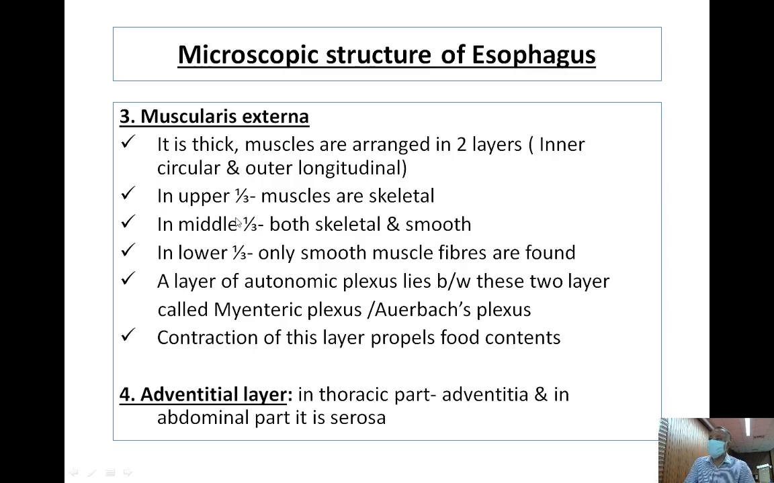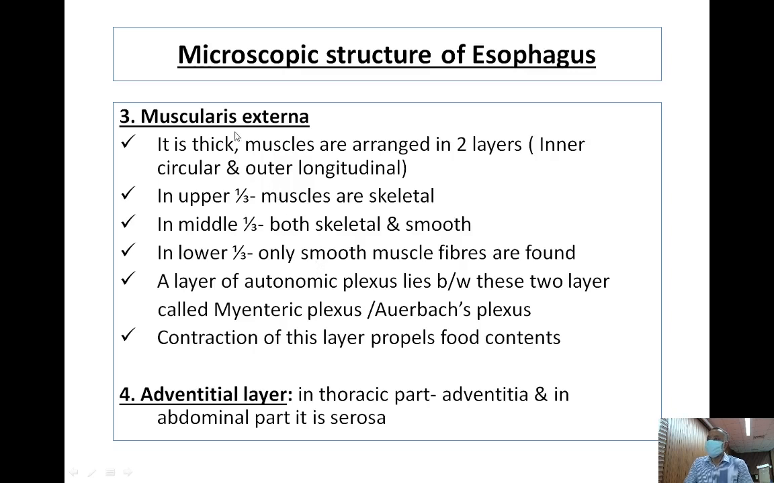But in the upper one third, muscles are only skeletal. In the middle one third, both skeletal and smooth muscle are present. But in other parts of the GIT, all these muscle layers are only smooth. In the esophagus, in the upper one third, the muscularis externa muscle fibers are skeletal. In the middle one third, both skeletal and smooth muscles are present. In the lower one third, only smooth muscle fibers. Okay, so this is one of the important aspects we have to know.